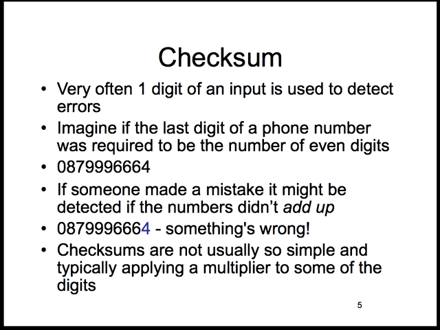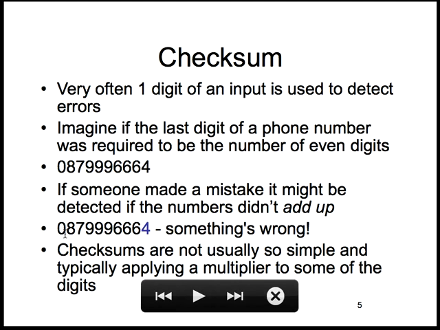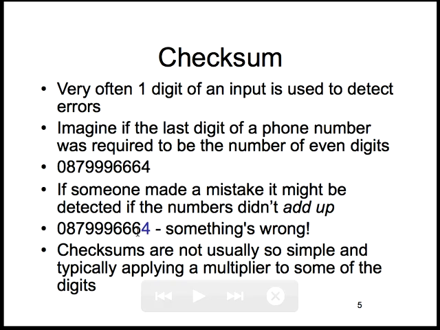So if someone says their number is 087-999-6664, that's wrong because it should be 1, 2, 3, 4, 5. There are 5 even digits in that number. So that should be 5. So that's just one of the beautiful people toying with you. But fear not, you shall have your revenge.